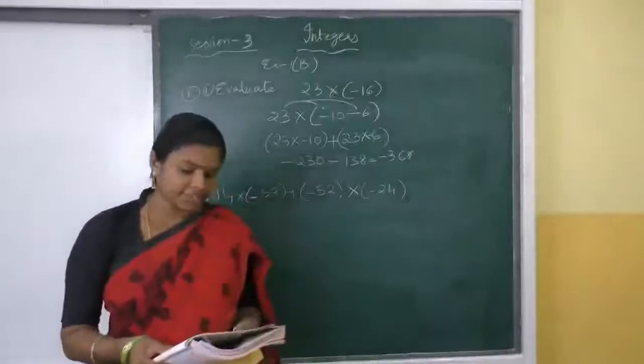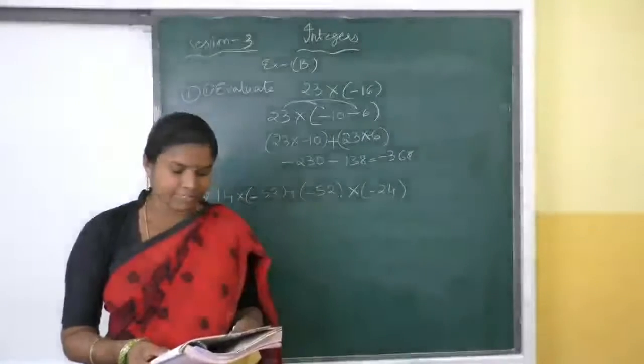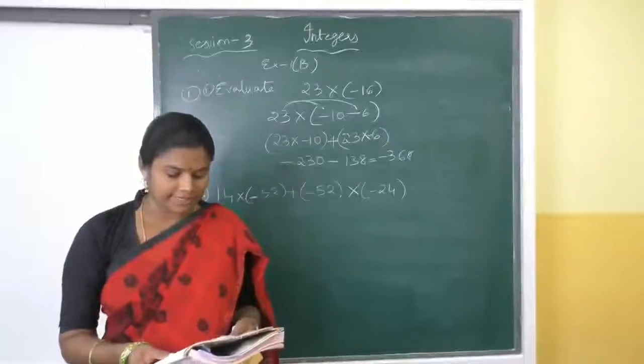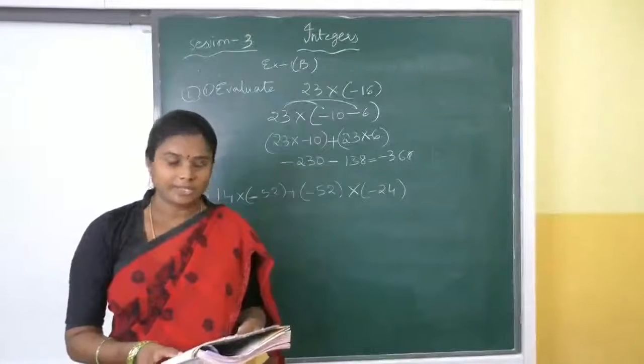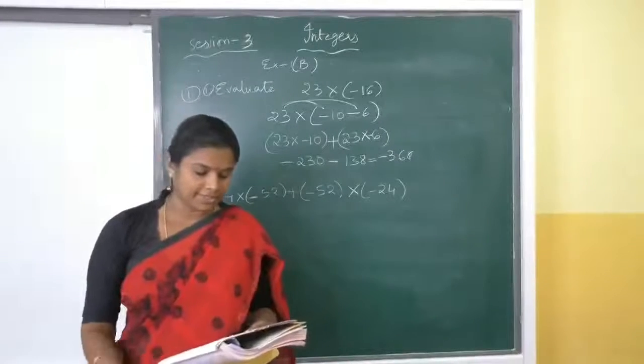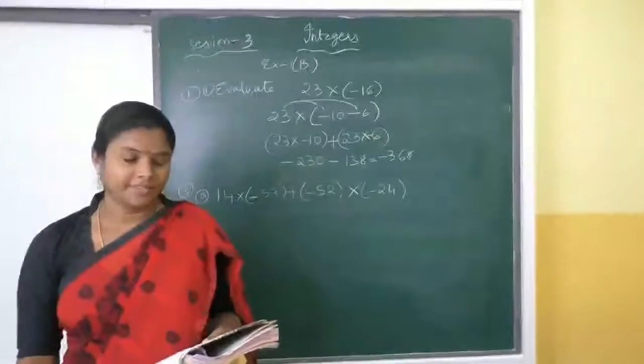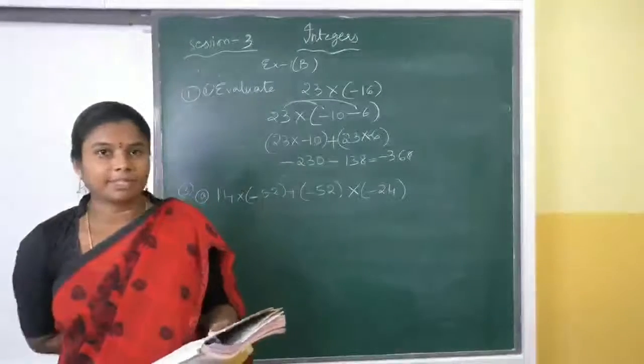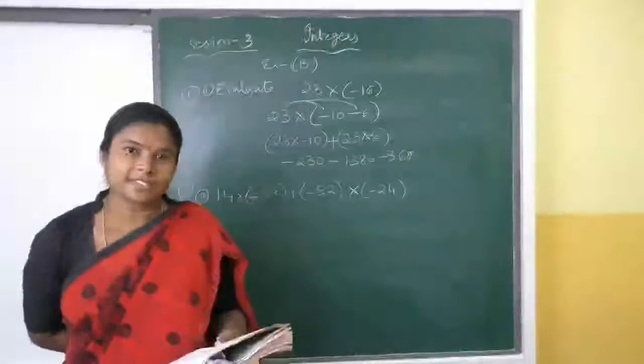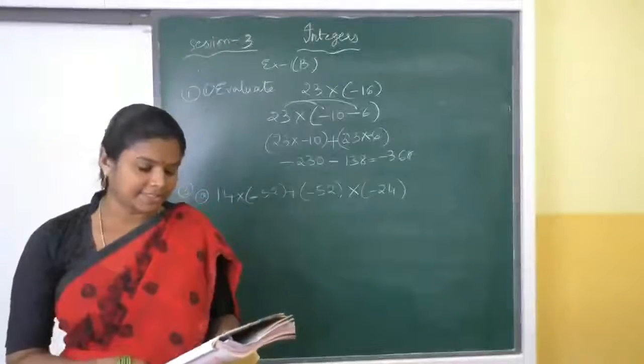Next one, 3 into minus 12. We have plus into minus again, which gives the result as minus. 3 twelves are 36. Fine. Minus 36 is the answer. Fourth one, we have minus 7 into minus 9, which gives the result as minus into minus is plus. What is 7 nines? 63. So it is plus 63.